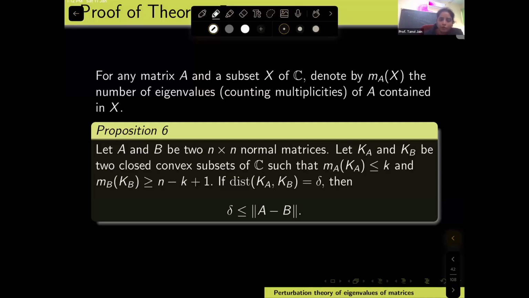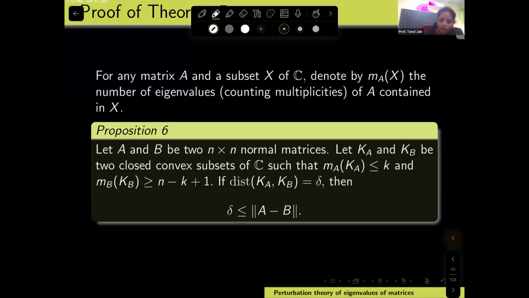We denote by M_A(X) the number of eigenvalues of A, counting multiplicities, in X. For example, let X be the closed interval [1, 2], and suppose the eigenvalues of A are 0.5 and 1.5 with multiplicity 2. Then it is a 3 by 3 matrix, and M_A([1, 2]) would be 2.